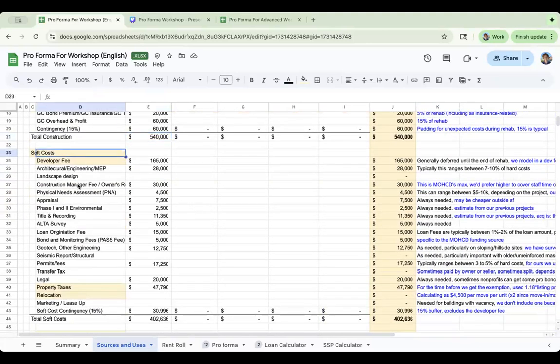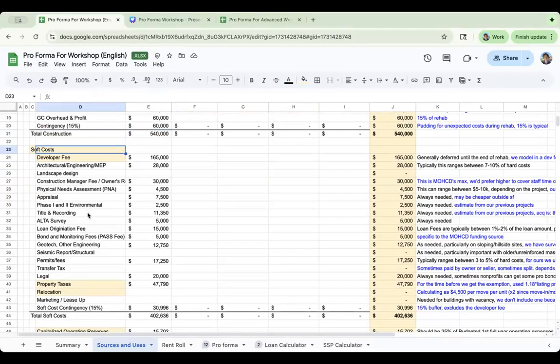Okay, and then soft cost. I find it really helpful to actually look at this list to wrap your head around it, because these can be so many different things. I'll come back to this one in a second, but we've got design and architectural fees, if we're doing some sort of rehab that involves needing those, the construction manager, and the physical needs assessment or capital needs assessment, where we hire someone to do that for us. I'll show you an example of one of those later.